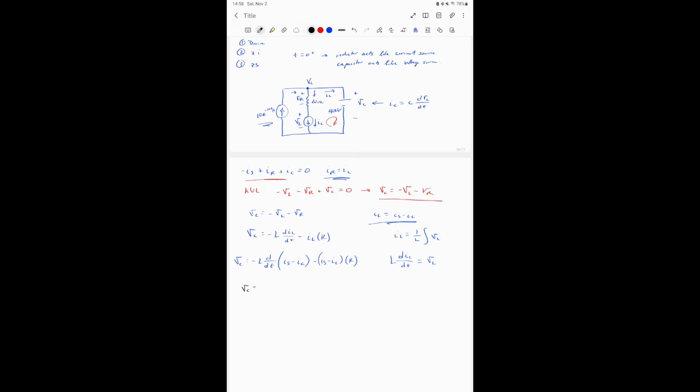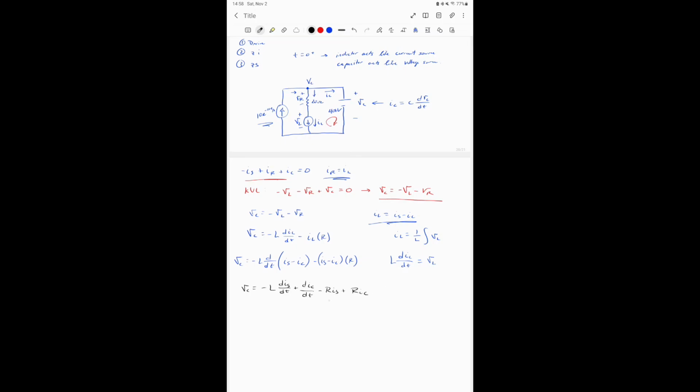So we've got VC is equal to negative L dIS over dt plus dIC over dt, minus IS plus IC. And actually these need to be both times R. Well, let's do R IS plus R IC. All of that is equal to, oops, we've already got an equal sign.